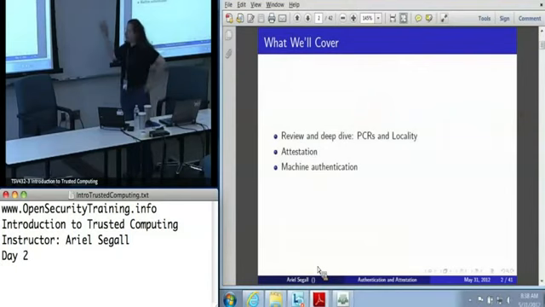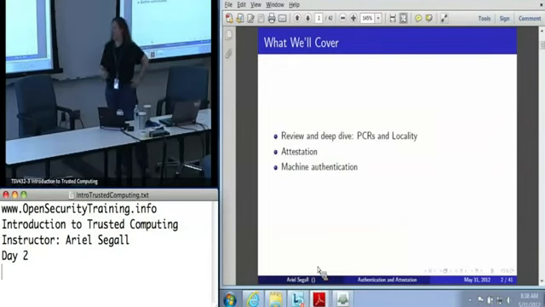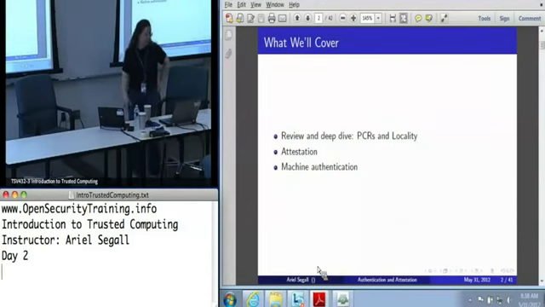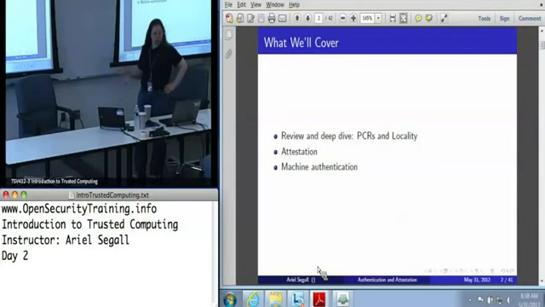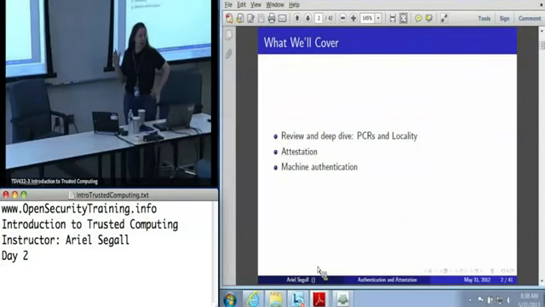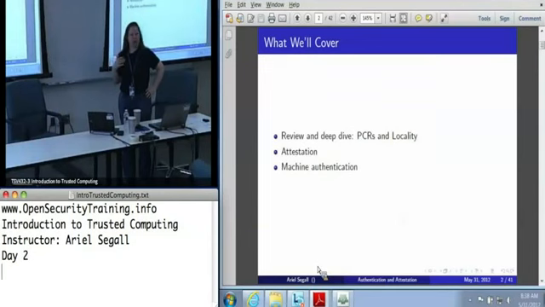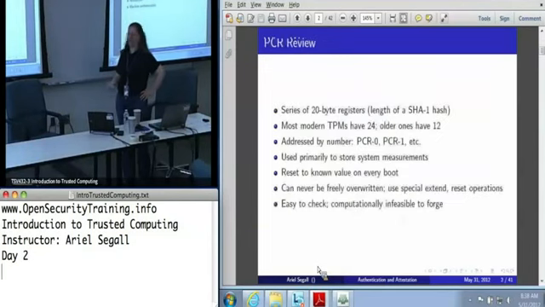So, in this section, we're going to start by going back into PCRs and locality, which we touched on yesterday. We're going to get into a little more detail. I did preempt parts of this talk a little bit based on questions yesterday, so I do apologize in advance if this seems a little redundant. Then we're going to talk about attestation and machine authentication, which is the two use cases that we really use, in general, the signing spectrum of keys for.